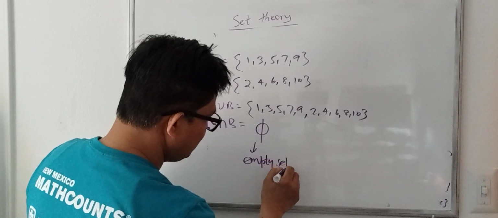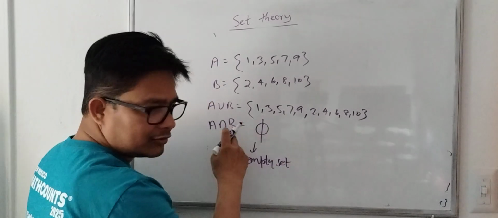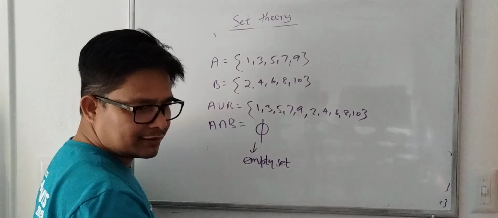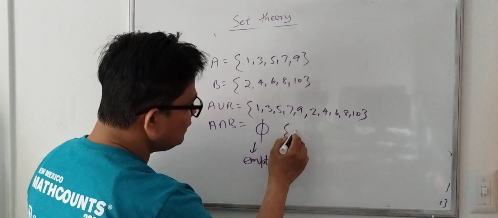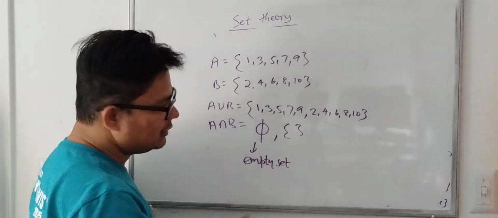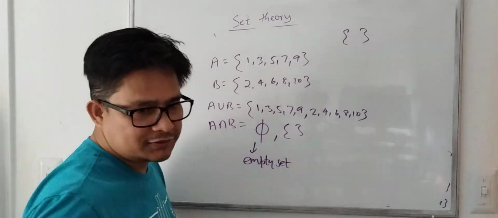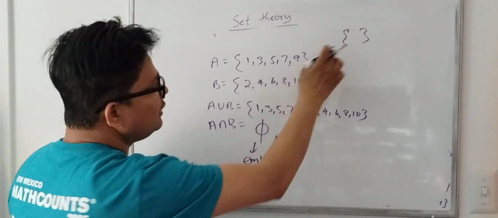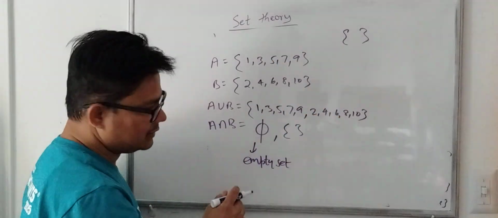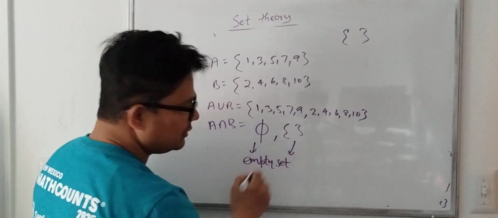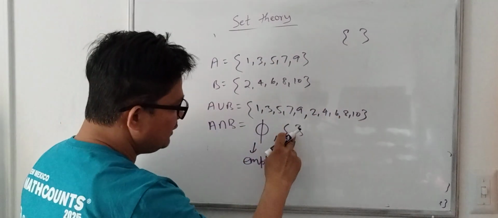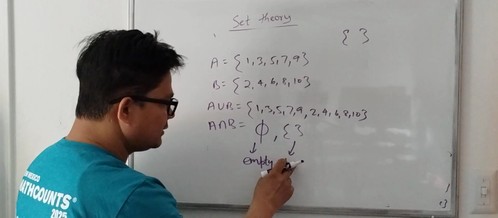Empty set. Okay? You write O and a line. Or another way is this. This is also, because I told you this is used to write a set, and then if there is no element, this is called the empty set. This is also the empty set. So if nothing is there, then it's the empty set.